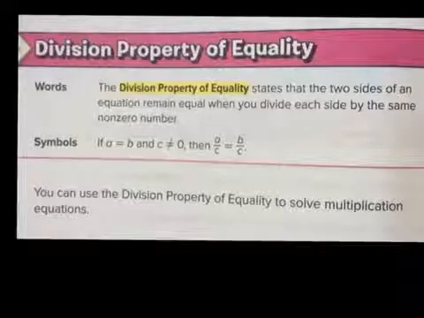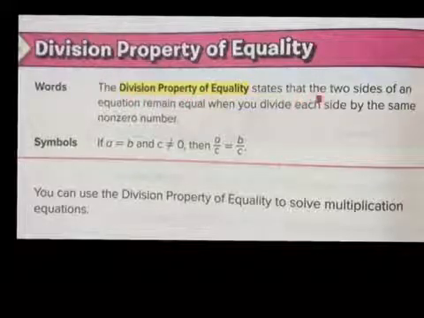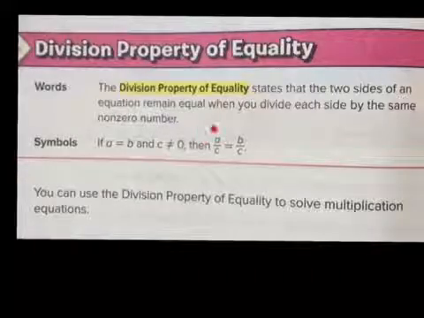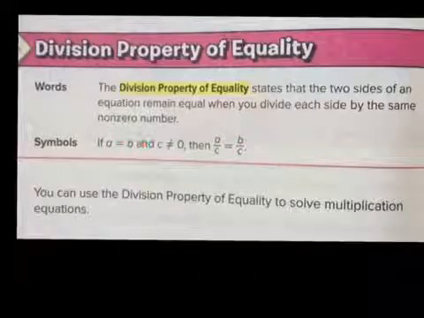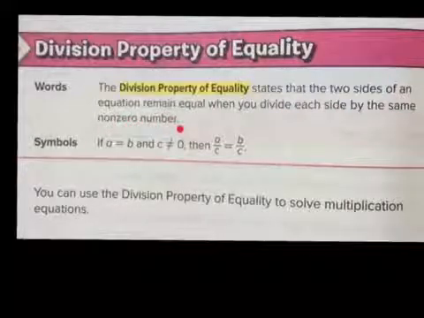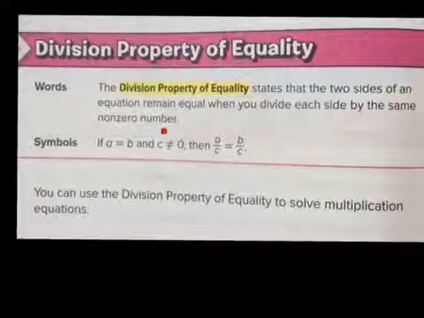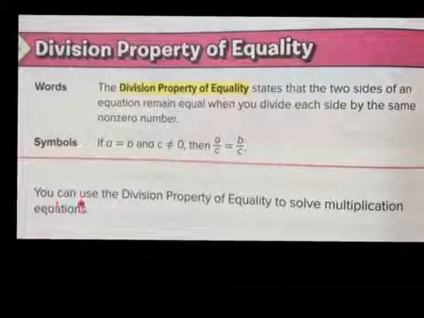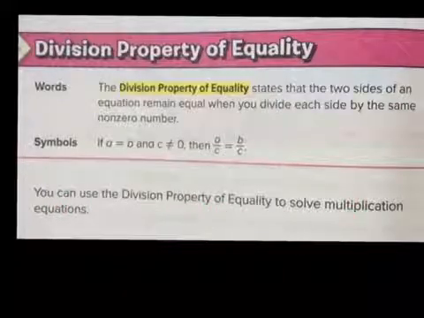So here's what it means. The division property of equality states that the two sides of an equation, so this side and this side, remain equal when you divide each side by the same non-zero number. Okay, so you cannot do it by 0. You can use the division property of equality to solve multiplication equations.